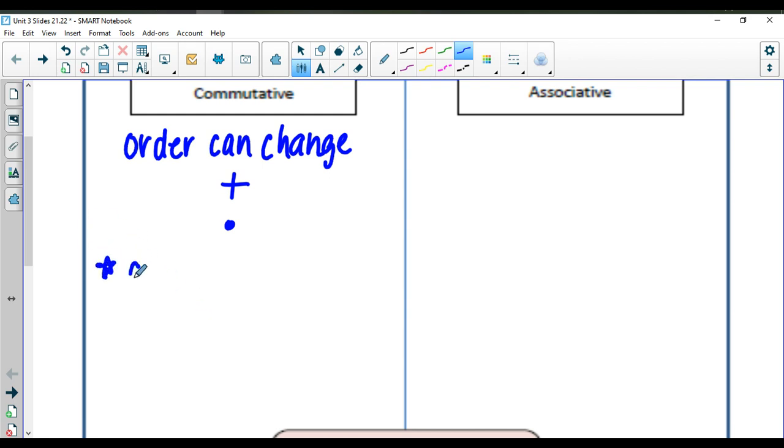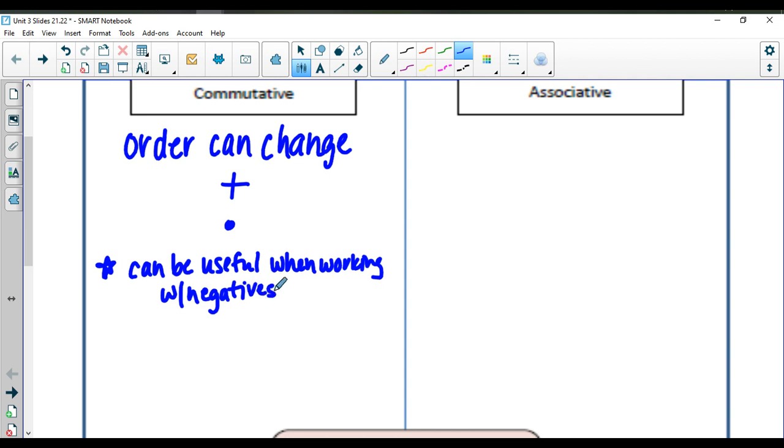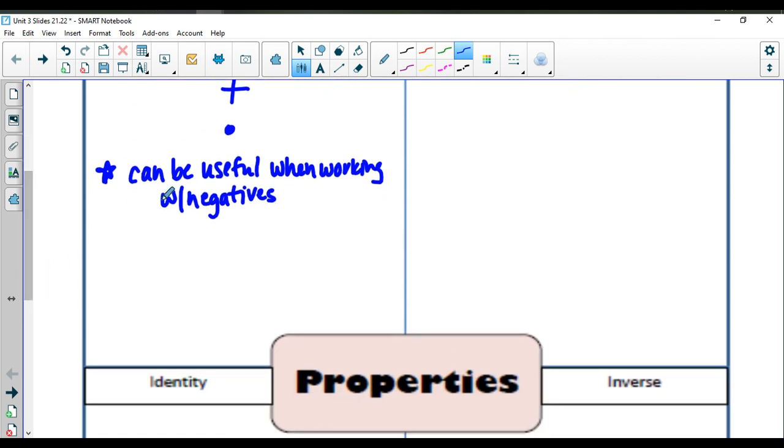So this can be useful when you're working with negatives. So if you have an expression that has a whole bunch of positive numbers and negative numbers, you could actually reorder your addition and put all the negatives together and then put all the positives together, and then you just have to deal with one problem where you have to deal with who's actually got more, what your sign is going to be.